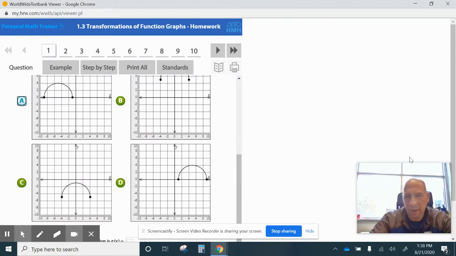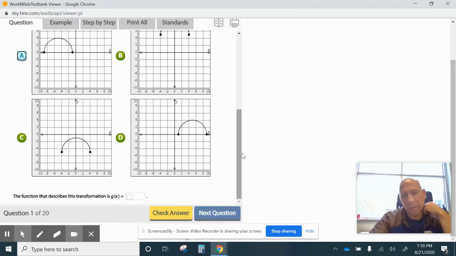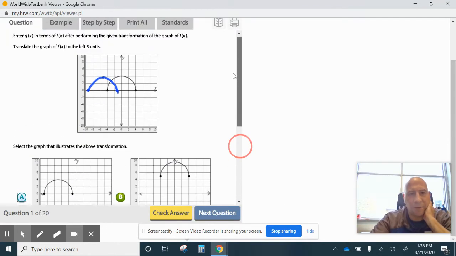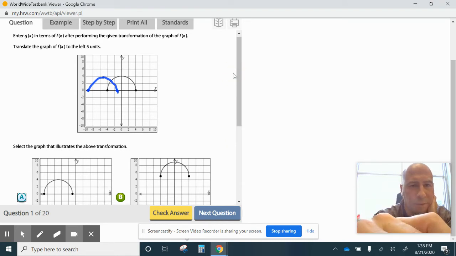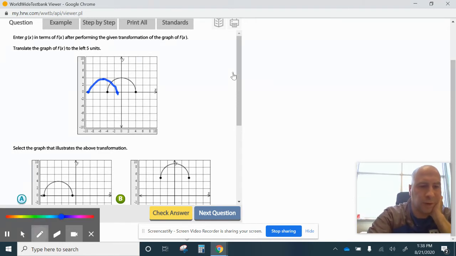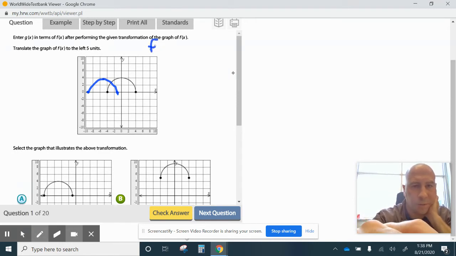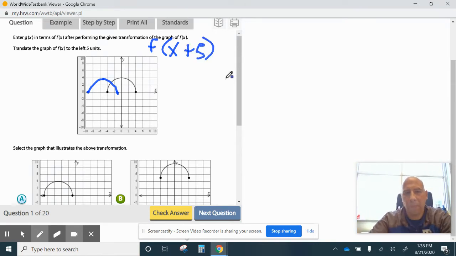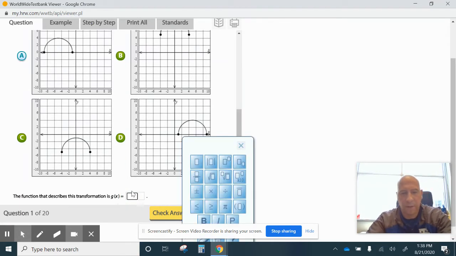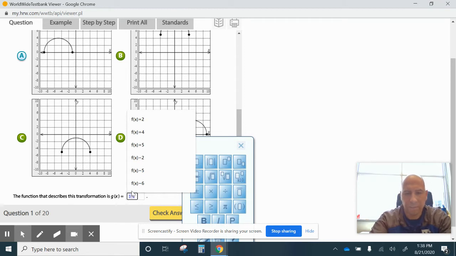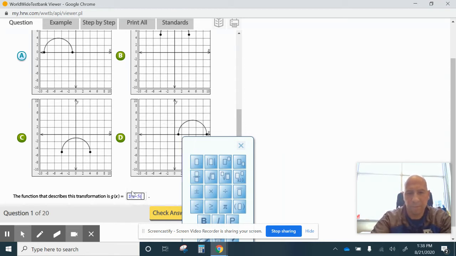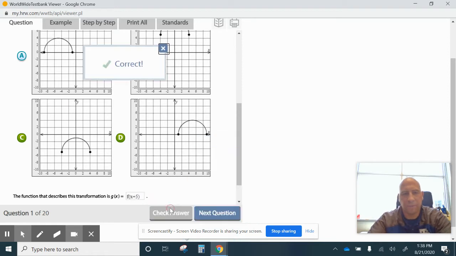So select that. Don't forget the function. When it says it translates to the left 5 units, that's going to be f of x plus 5. So let's go ahead and put that answer down here. So that's f of x plus 5. And check answer. Correct?